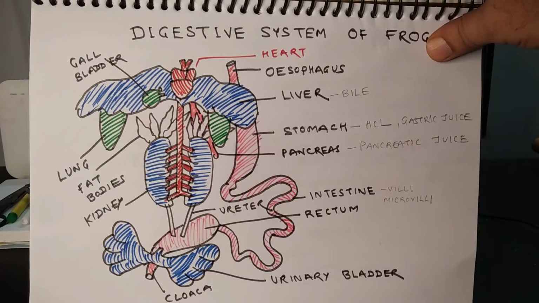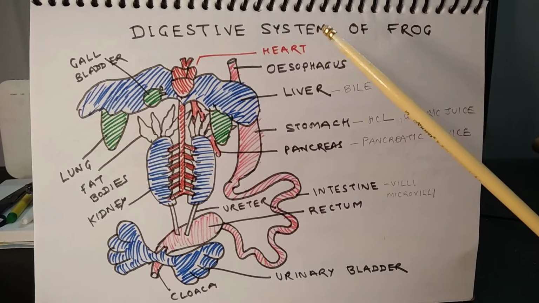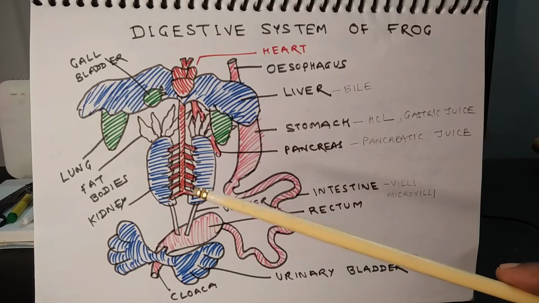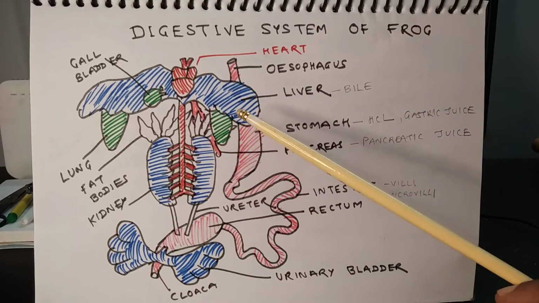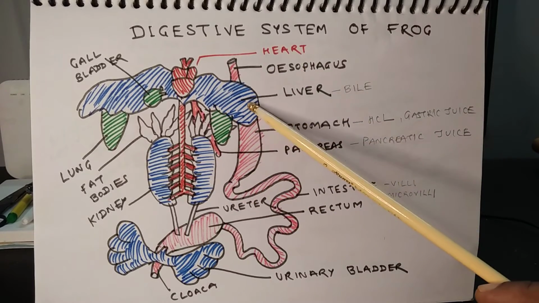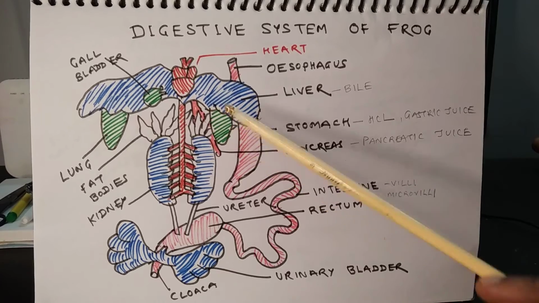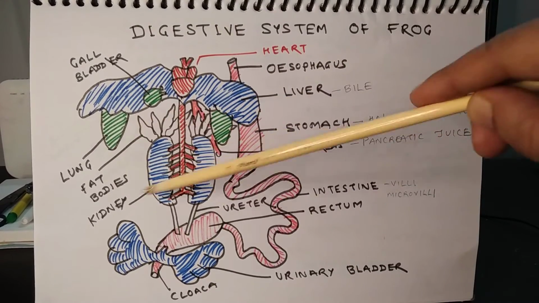Let us switch over to the anatomy of frog. This diagram shows the internal organs of a frog. So you can see all the internal organs are in the same body cavity. So these are liver, lungs, gallbladder, this is the digestive system, these are kidneys.